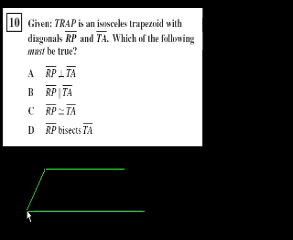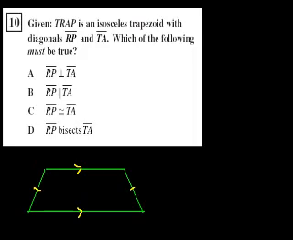To make your best. Let's see. So I think what they say when they say isosceles trapezoid, they're essentially saying that this side, you know, it's a trapezoid, so that's going to be equal to that. And they're saying that this side is equal to that side. It's an isosceles trapezoid. Okay? Which of the following, and they say RP and TA are diagonals of it.